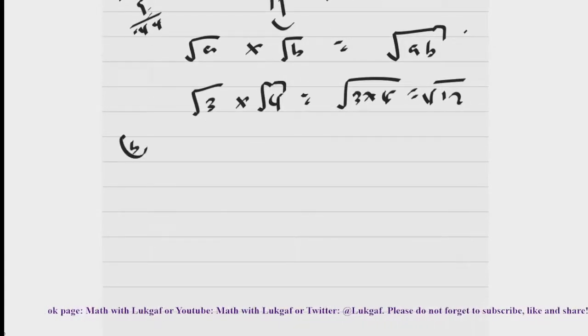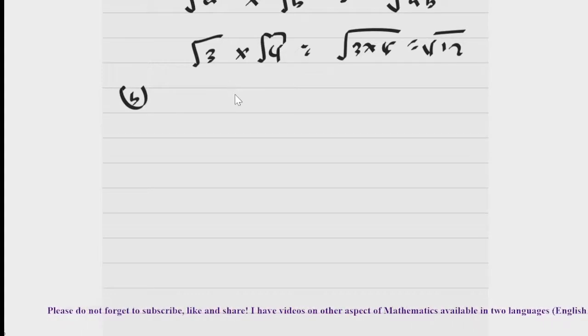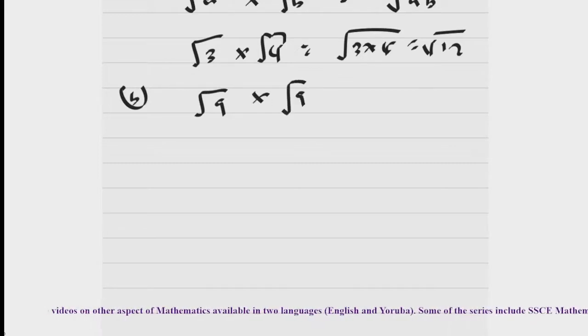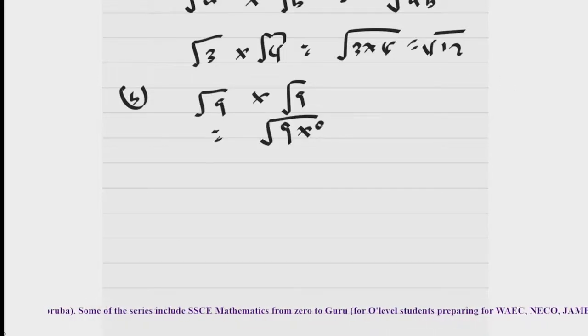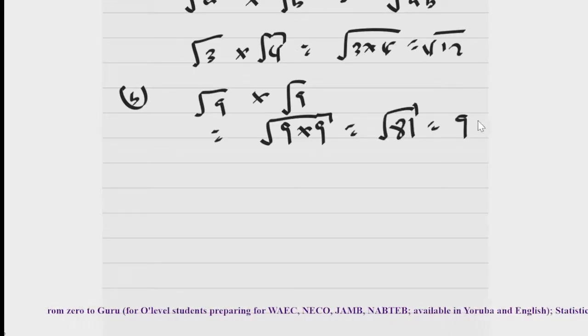The second law is actually a derivation from the first law. What if you now have the same number inside the radical? Let's say I have square root of 9 multiplied by square root of 9. Based on the first law, that's going to give me square root of 9 multiplied by 9, which is square root of 81, which is equal to 9. In essence, when you have the same number inside the radical and you are multiplying them together, you don't need to stress yourself. Your result will be that number inside the radical.